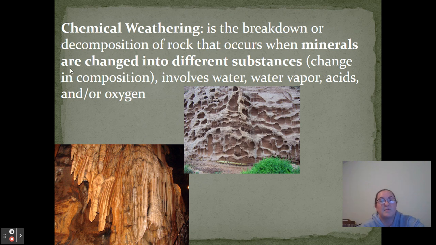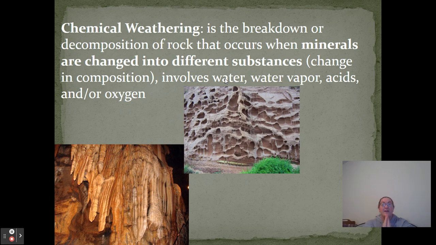Now let's talk about chemical weathering. It is the breakdown of the rock and changes the chemical composition of that rock. So like when minerals are changed into a different substance, and it's usually by water vapors, acids, and or oxygen. Water is a huge factor when it comes to chemical weathering.